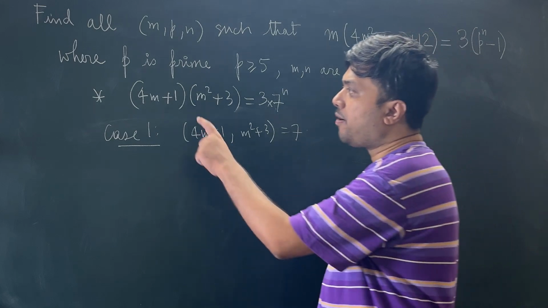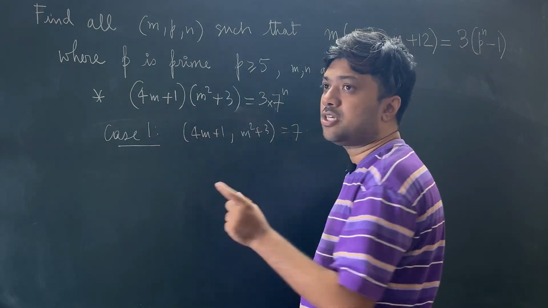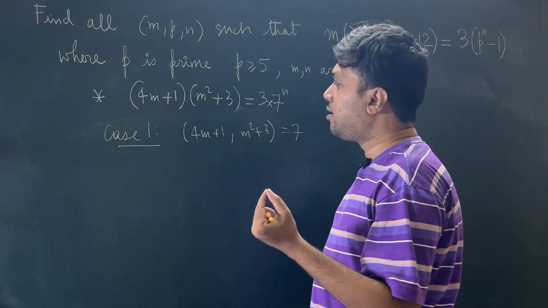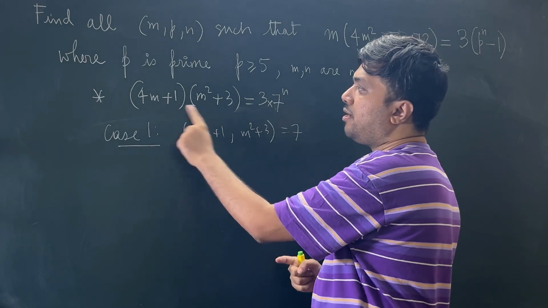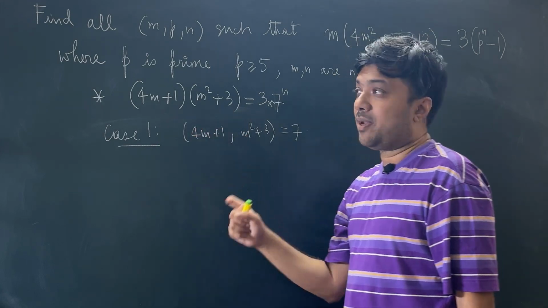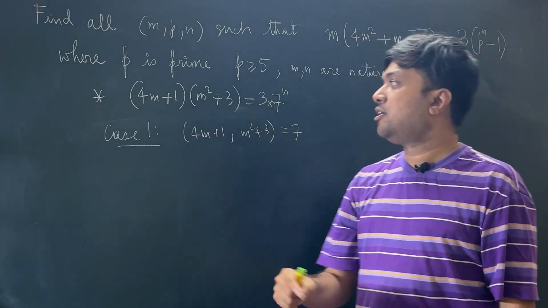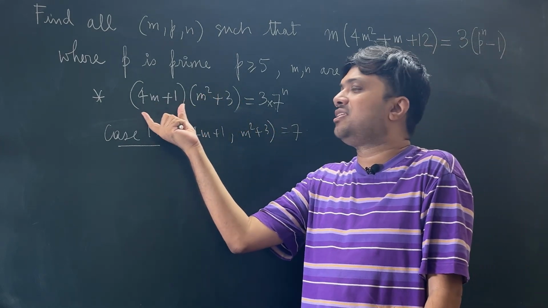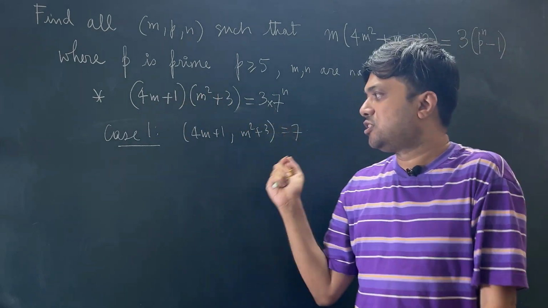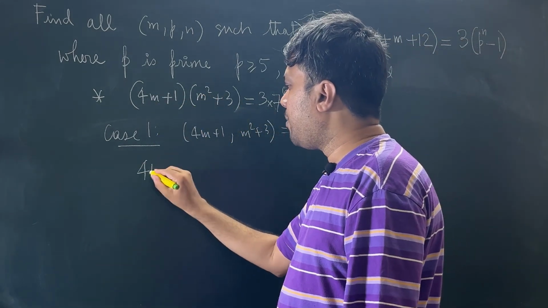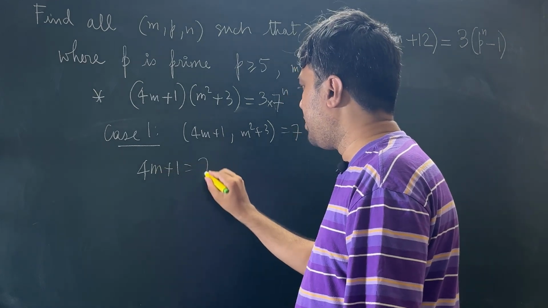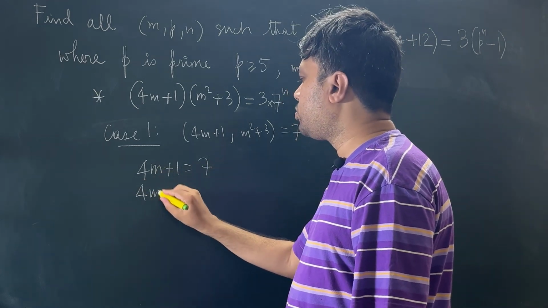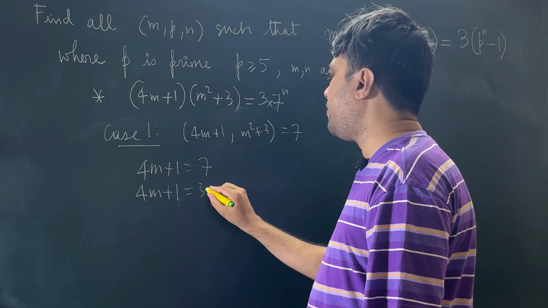Now, if the common divisor between these two is 7, then notice that in the prime factorization of these numbers, you cannot have more than 2 sevens for both of them. That cannot happen. At least one of them should have only 1 seven, which means that at least one of them is either 7 or 3 times 7. So the cases are 4m plus 1 could be 7, or 4m plus 1 could be 3 times 7.